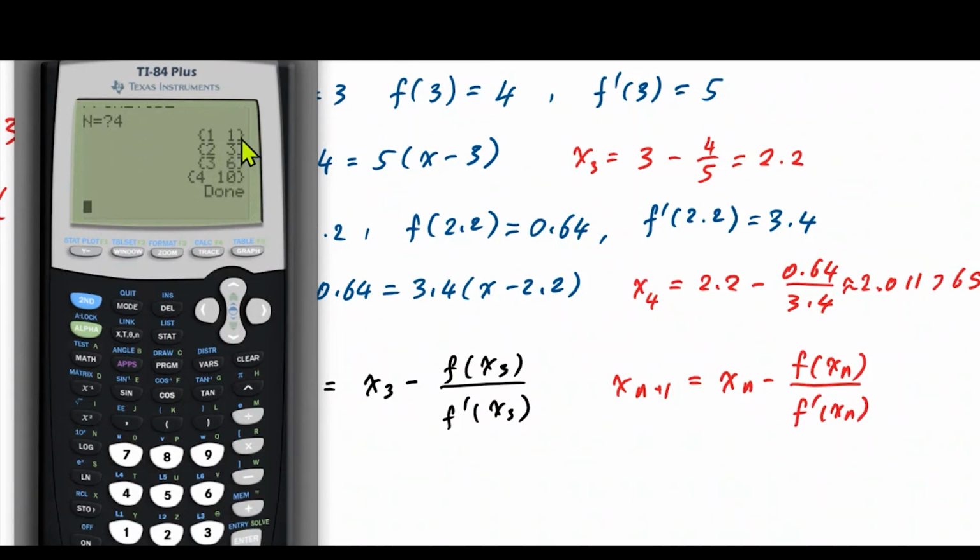Okay, let's check the answer. So first one is 1. Second one is 1 plus 2, 3. And this one is 3 plus 3. And add 4, 10. Yep, it seems to be working, right?